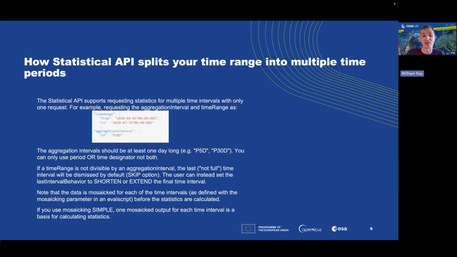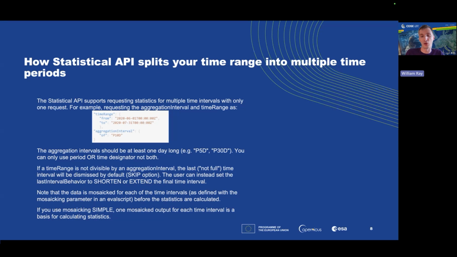An aggregation interval has to be at least 1 day long, but it doesn't need to fit perfectly in your time range. So the API will automatically slice your aggregated time periods up. So yeah, as written here below, if the time range is not divisible by the aggregation interval, by default, the last slice or time interval is dismissed. But you do have the option to either use the shortened time period or even extend your time range so that each of your time intervals is an equal time interval.